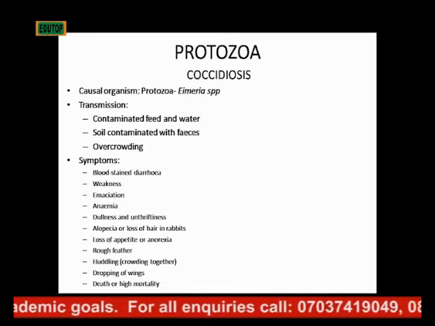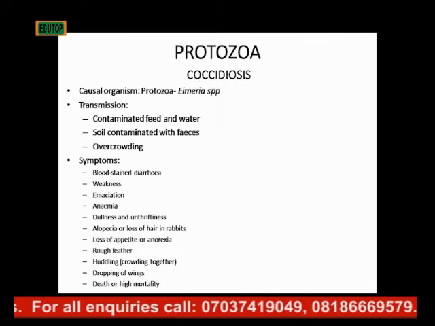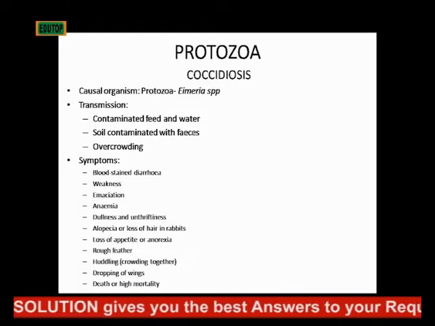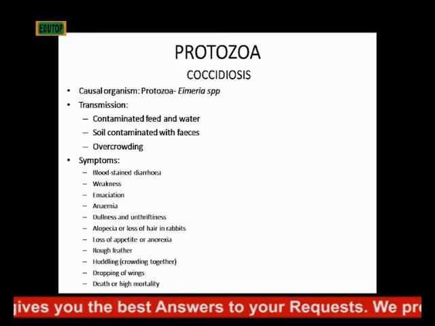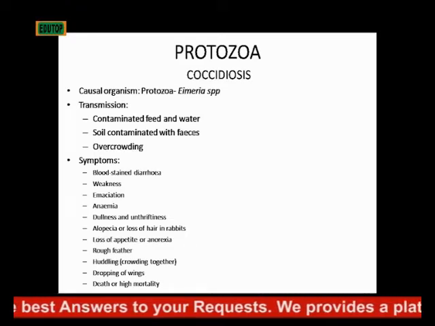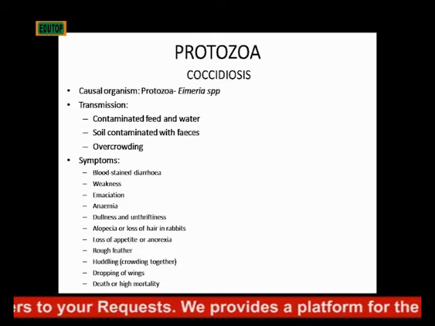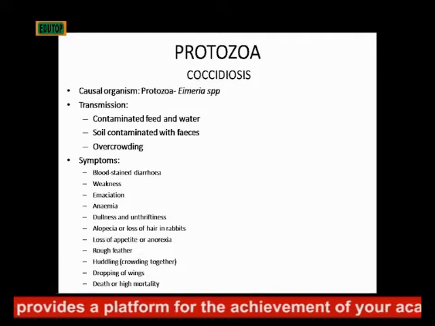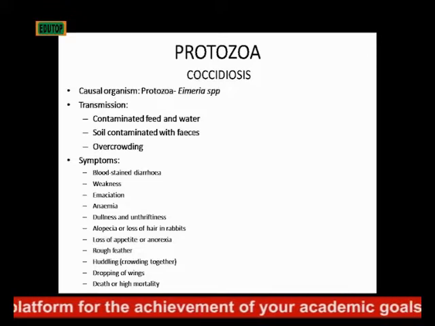The animal is weak, there is emaciation, there is anemia, dullness and tiredness is observed in the animal too, loss of hair in rabbits, or what we call alopecia, loss of appetite or anorexia. That's another name for loss of appetite, anorexia. Then the feather is rough. The feather of the poultry is rough. The animals are just crowding together. Dropping of wings, that's in poultry. Then you can observe death or high mortality in your animals.